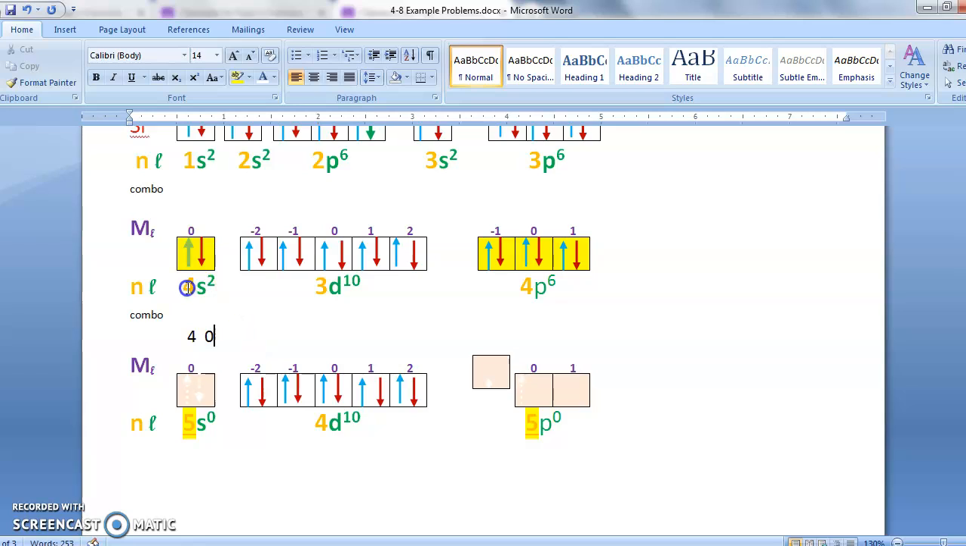Now, why don't they just say 40? The answer is you can't put 2 numbers back to back like that because people won't know if it's a 4, 0 or a 40. So when you're in the S, your second number is a 0. P, your second number is a 1. D, your second number is a 2. F, your second number is a 3.